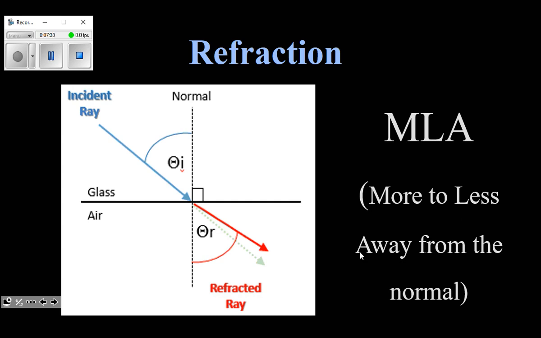It bends away from the normal, and that's what you can see here. Because it went from glass to air, which is a more dense to a less dense medium, the light is going to bend away from the normal. Consequently, the angle of refraction is going to be greater than the angle of incidence.